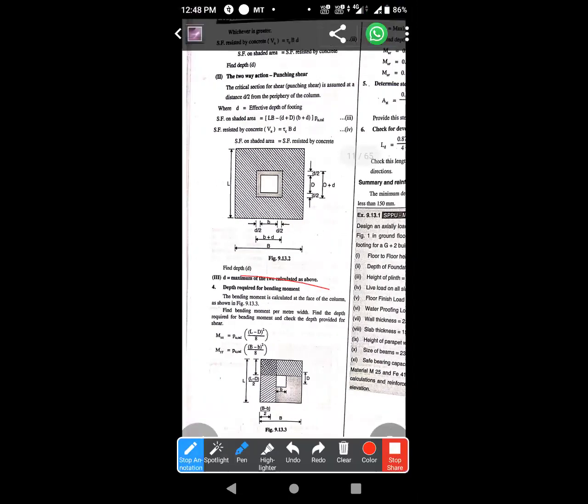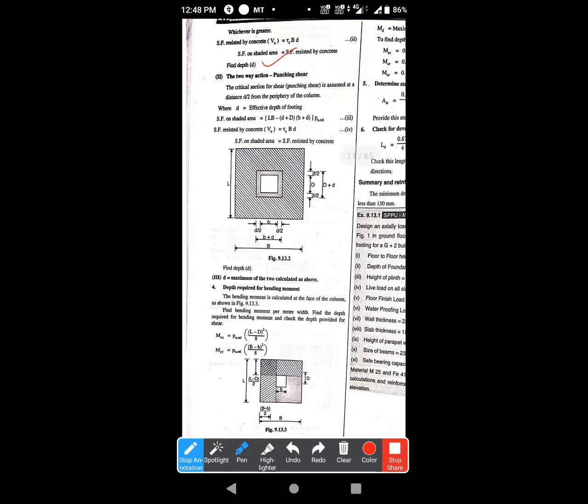Shear force resisted by concrete, Vu, is your tau c into B into d, which you know how to calculate. Shear force on shaded area should be equal to your shear force resisted by the concrete. Okay, now you have to find the depth d.